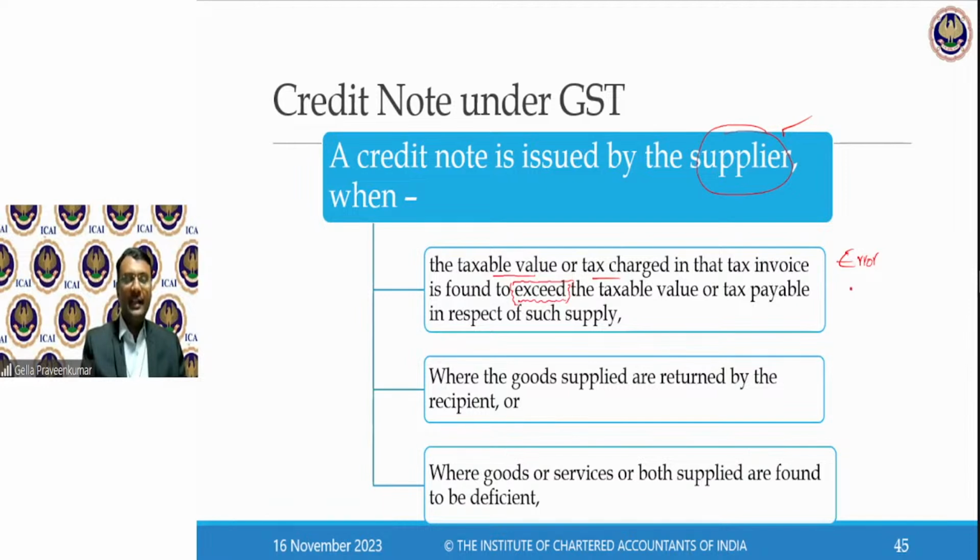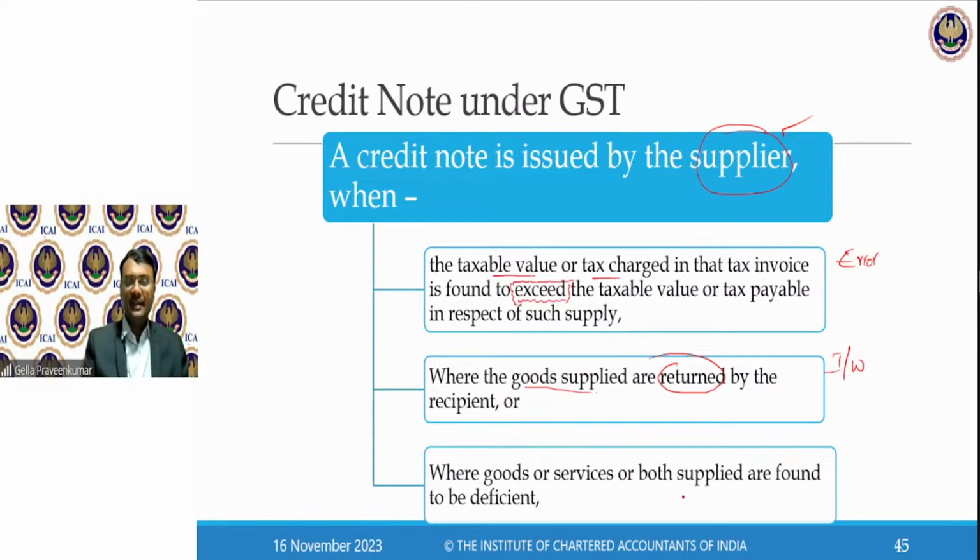Because of that, I can issue a credit note where goods supplied are returned by the recipient. Goods supplied are returned by the recipient. Inward of material, sales return. Probably that could be one reason where I'll issue a credit note.